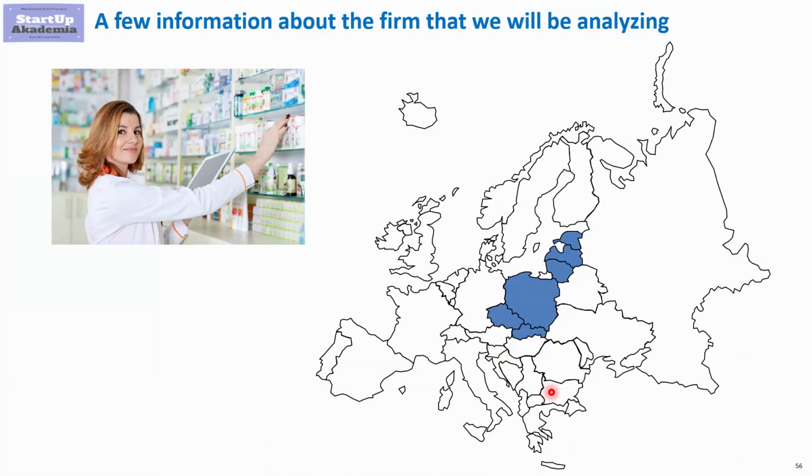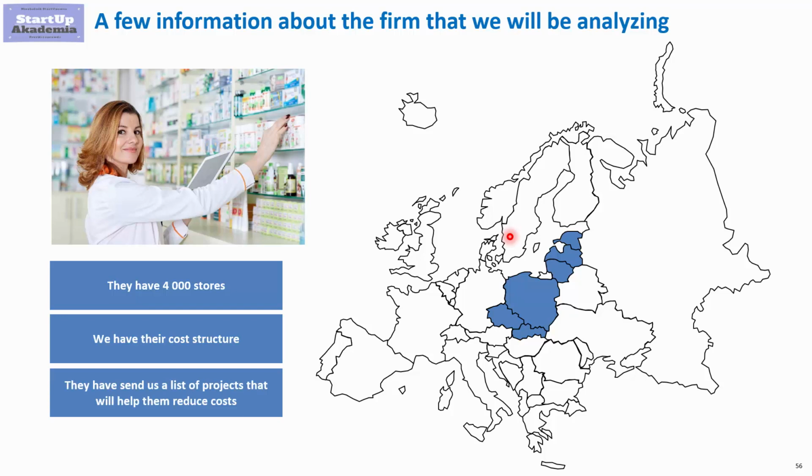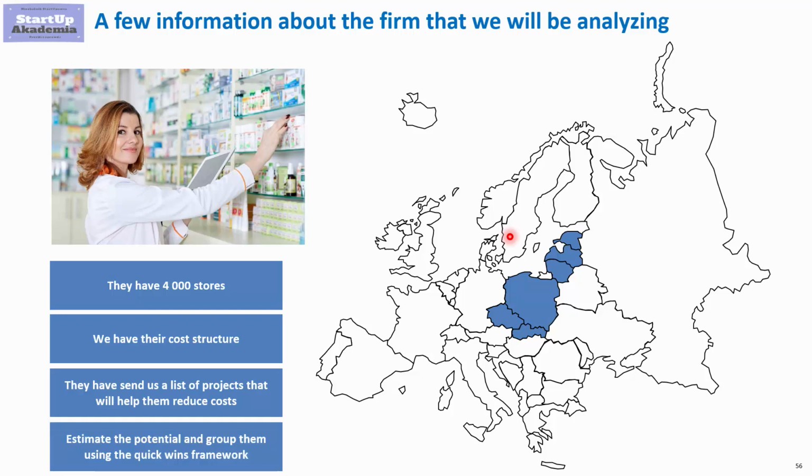So they operate in Eastern Europe. They have 4,000 stores. As we said, we have the full cost structure for 1 year. And they've also sent us a list of projects that will help them reduce costs. We'll go through this list in the next lectures. And finally, as said, we have to estimate the potential savings and group projects using the quick wins framework. So let's move to the data.